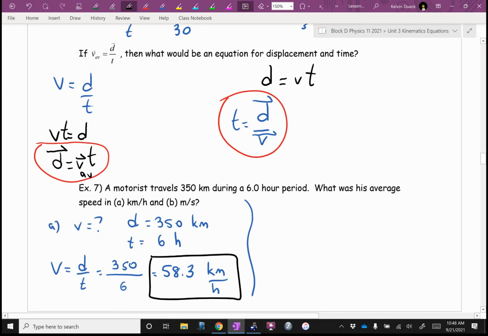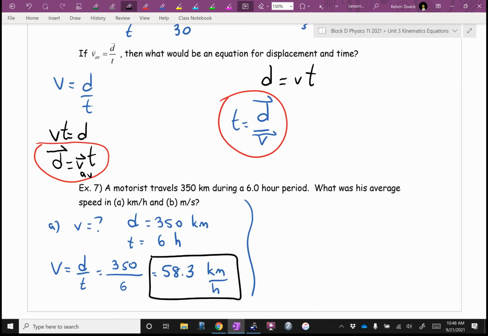I will usually give you a speed in meters per second, except cars. And I want to try and do applications that are interesting to you. So I will often give you a speed in kilometers per hour. And we'll need to do a conversion, unless the question wants us to leave it in kilometers per hour like part A.